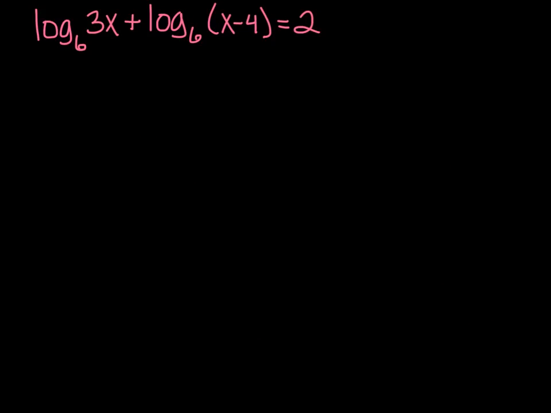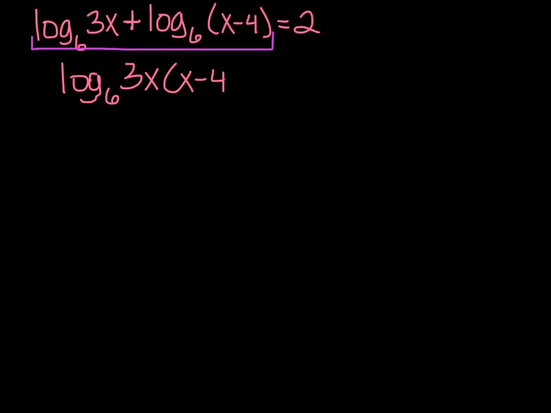So here's an uglier one. I've got log base 6 of 3x plus log base 6 of x minus 4 equals 2. And I need to solve for x. So when you see two logarithms or more, just know, okay, well, we learned how to expand and condense, so I need to condense this down into log base 6. Log base 6. There's a plus here, so I know it's going to turn into multiplication of 3x times x minus 4 equals 2. So that's why expanding and condensing is very important.